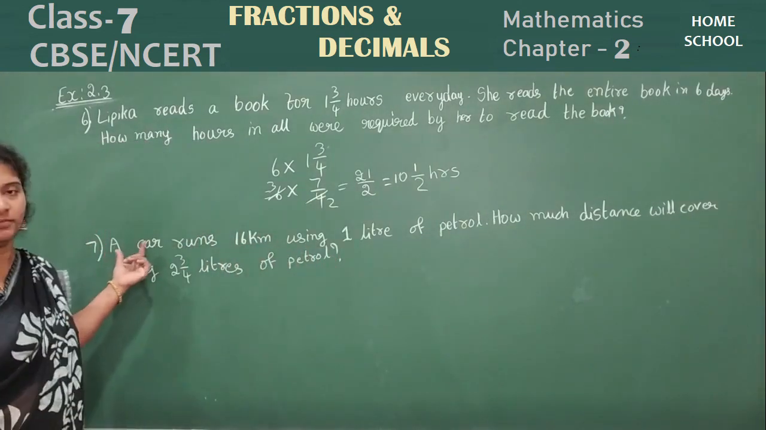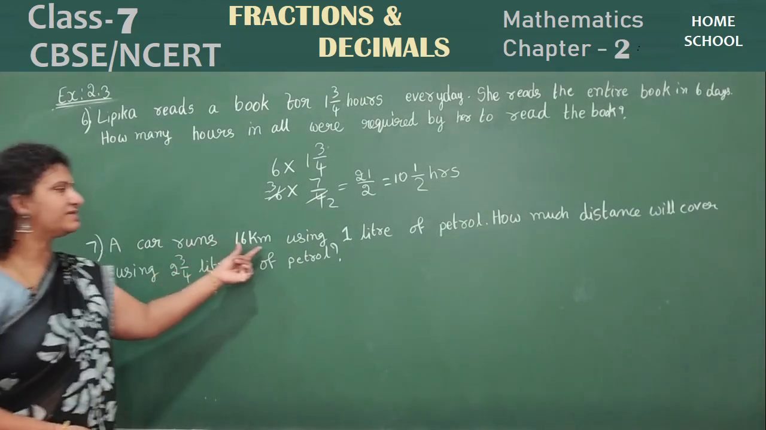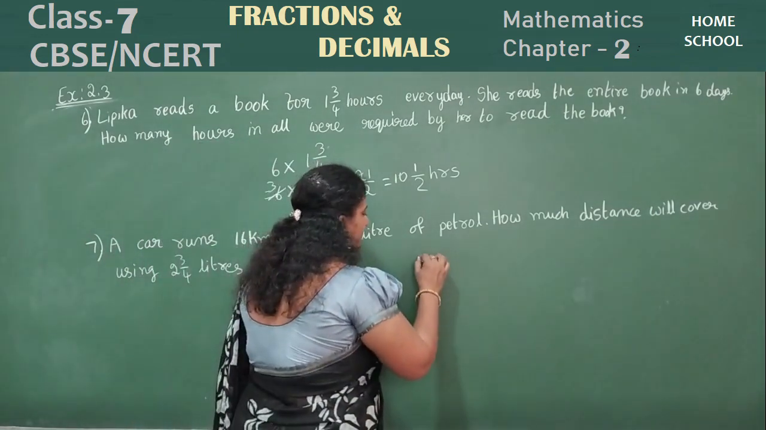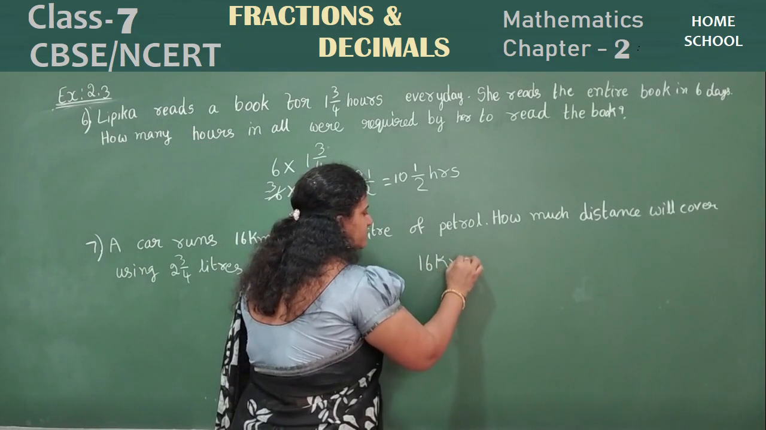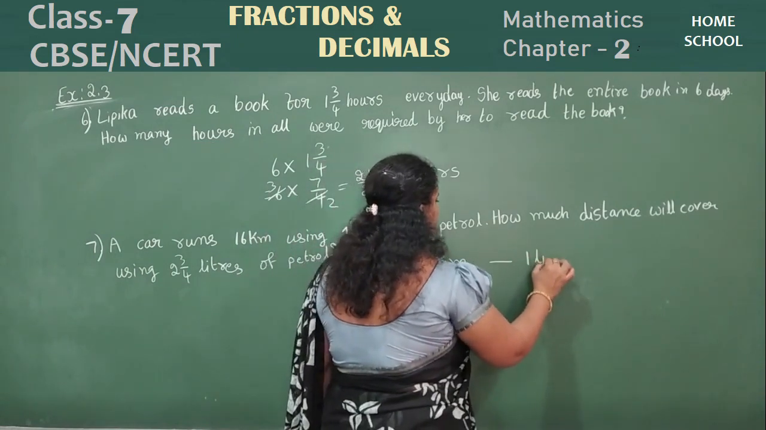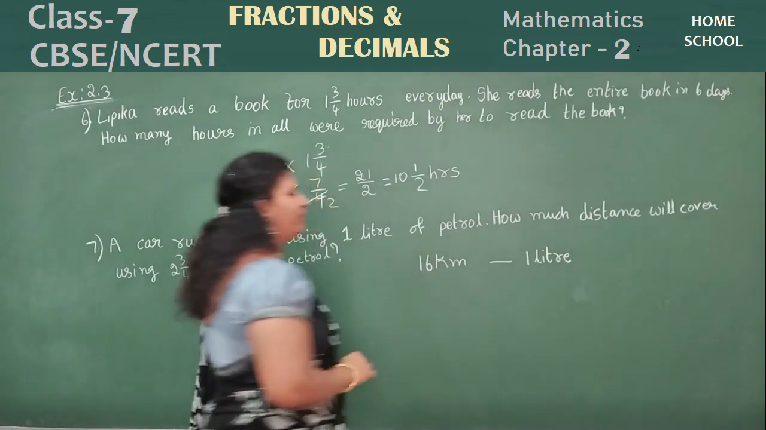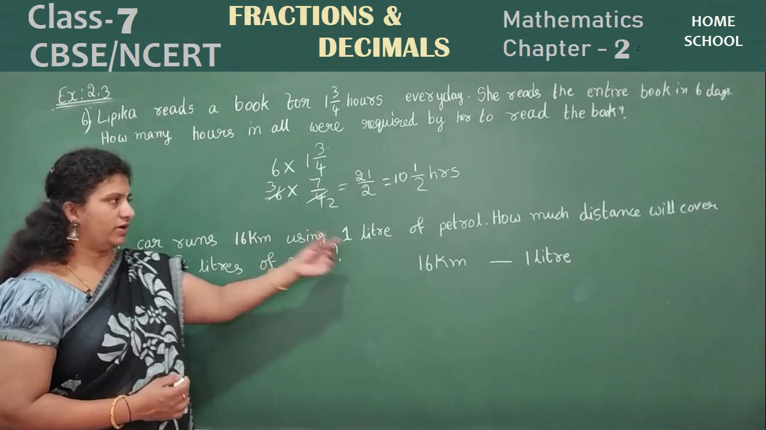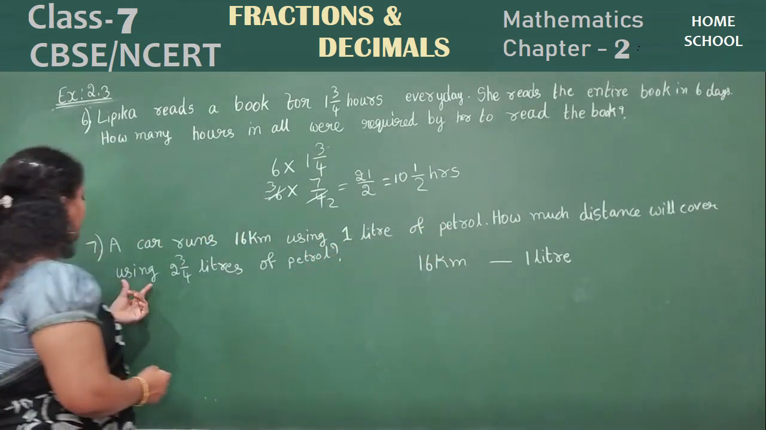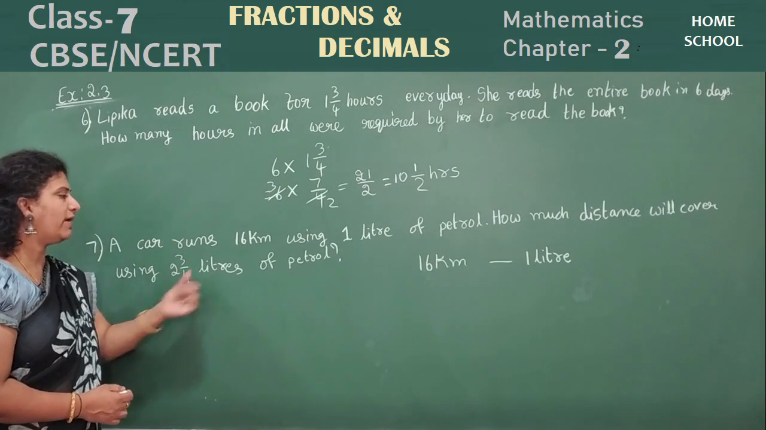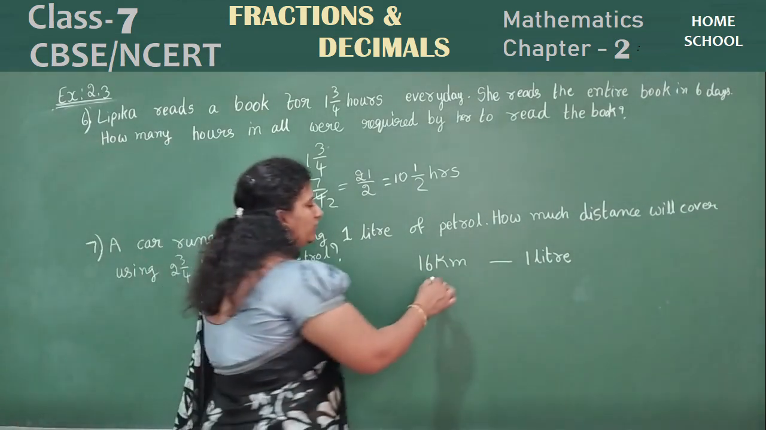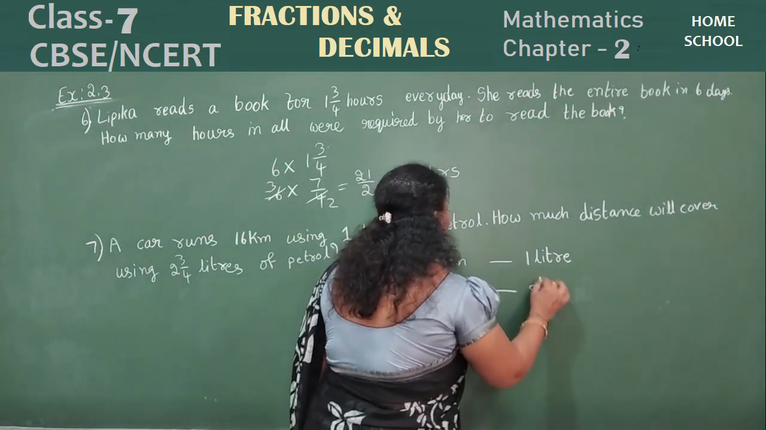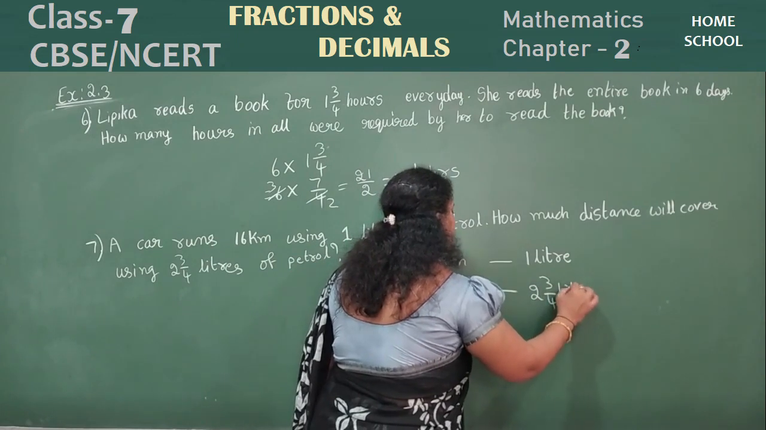Let's see the 7th problem here. A car runs 16 kilometers using 1 liter. Okay, so here let me take 16 kilometers. If you have 1 liter of petrol, how many kilometers can it travel? 16 kilometers. So now, how much distance will it cover using 2 3/4 liters of petrol? So how many kilometers is your question? How many liters do you have? 2 3/4 liters of petrol you have now.